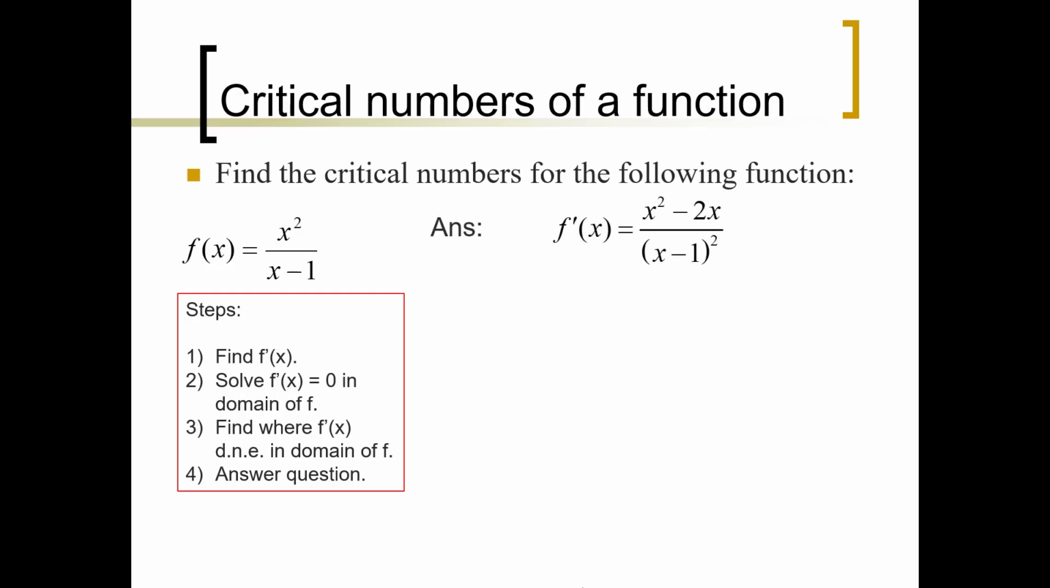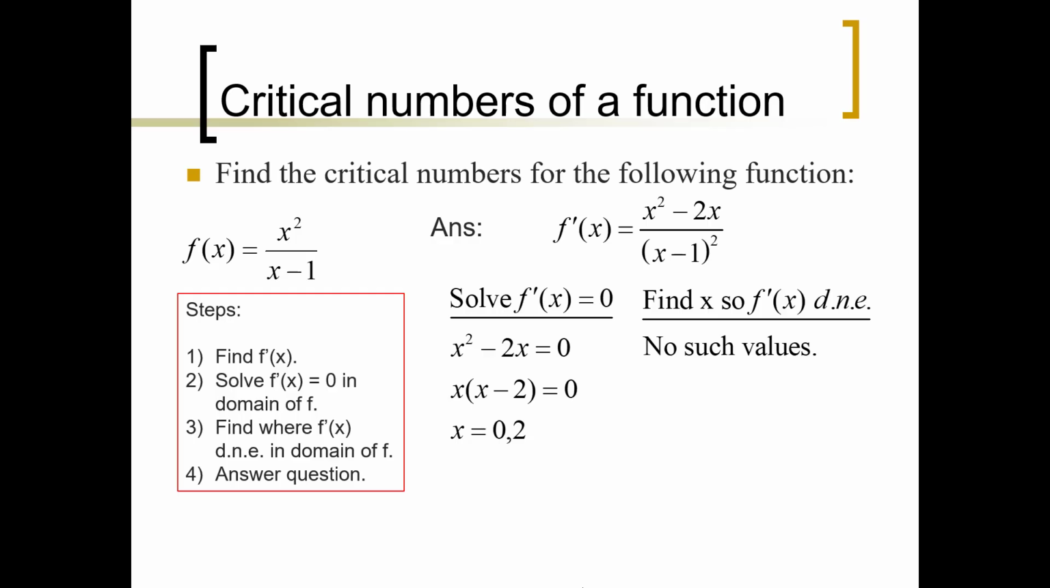So if I found the derivative by using our normal quotient rule, we would get that. I then set that equal to 0. And the only way a fraction can equal 0 is if the numerator is 0. So that would mean x squared minus 2x equals 0. By factoring, that gives you x times x minus 2 is 0, and therefore x is 0 or 2. Those are both in the domain of the original function, so they count as critical numbers.